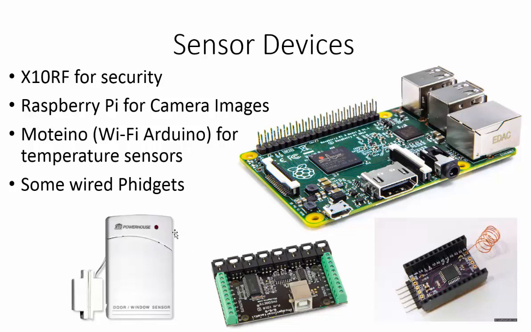I've got Raspberry Pis for webcam images. I have MoteNose in the lower right here, which is kind of a wireless Arduino, if you're familiar with that. I even have some older Phidgets that are hardwired for temperature readings. But basically, lots of different ways to gather information about the environment in the house: light levels, temperature, humidity, as well as the state, doors being open or closed, and that type of thing.